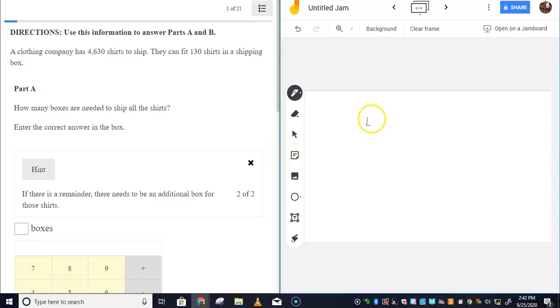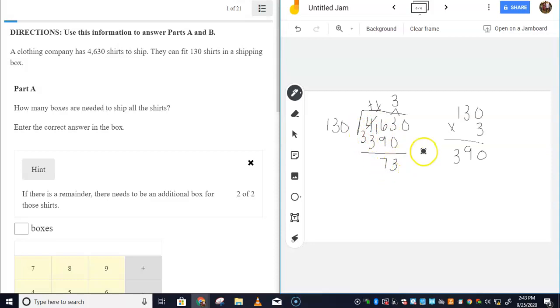So we're going to take 4,630 and we're going to divide it by 130. I know 130 cannot fit into 4 or 46, but it can fit into 463. And it can do that 3 times, because 130 times 3, we get 390. So 463 minus 390, we get a 73. We're going to borrow, 16 minus 9 is 7. And then we're going to bring down this 0.